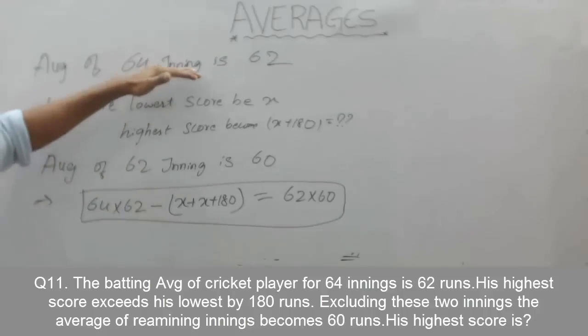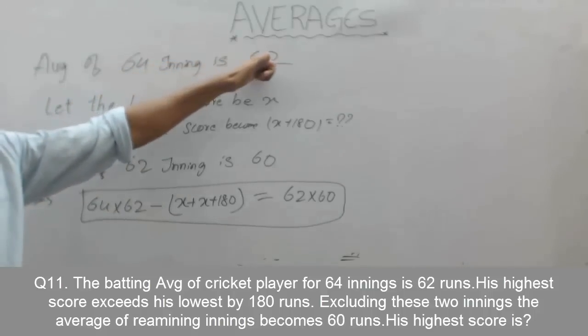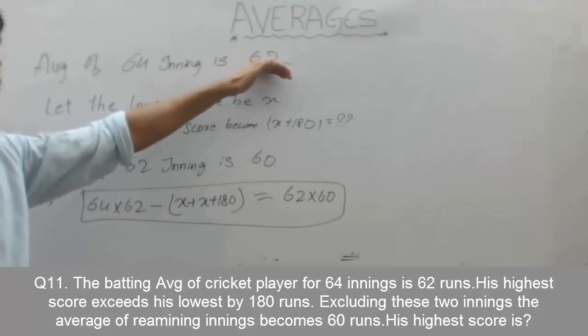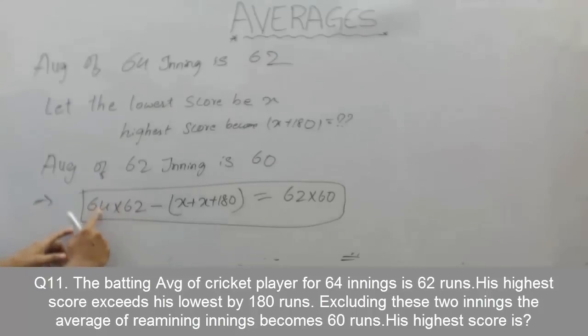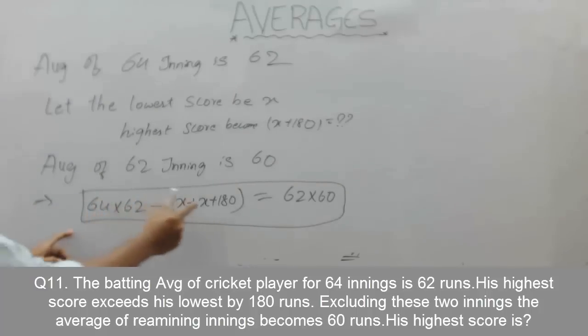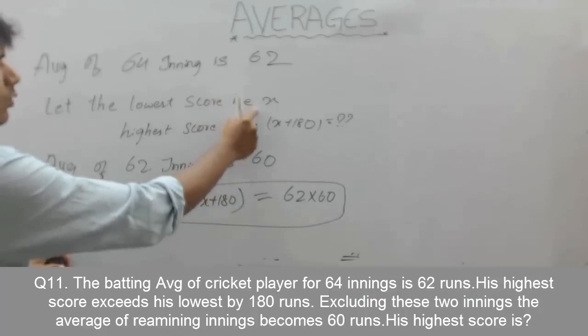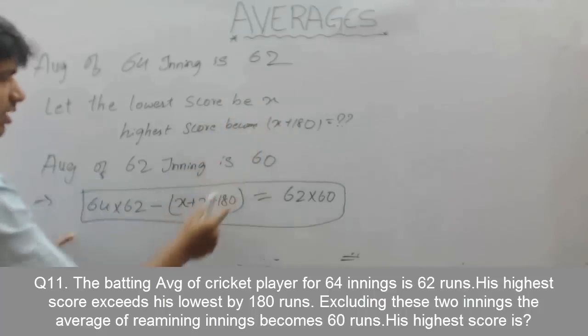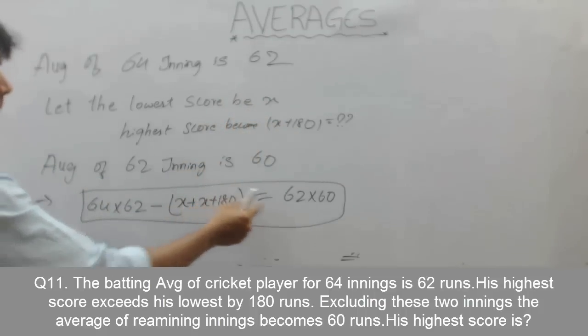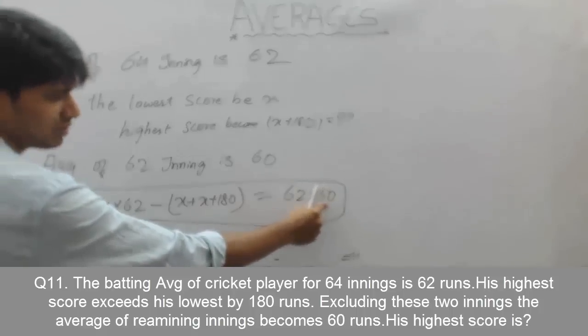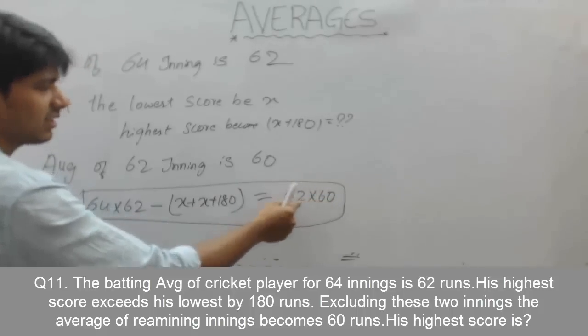The total score is: in 64 innings he has scored 62 runs. That means in each innings he has scored 62 runs. So 62 runs in 64 innings. This is the total score. Now he has to reduce the lowest score and the highest score innings. So these two are being reduced. Now that became 62 into 60. This is the 60 run average and these are 62 runs.